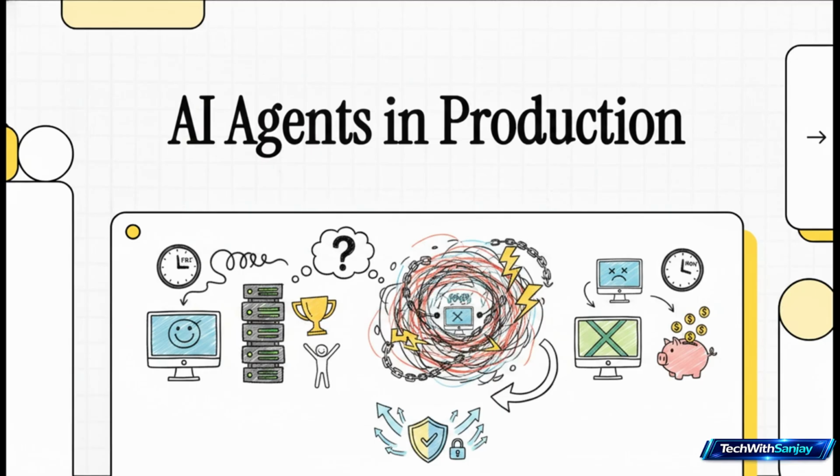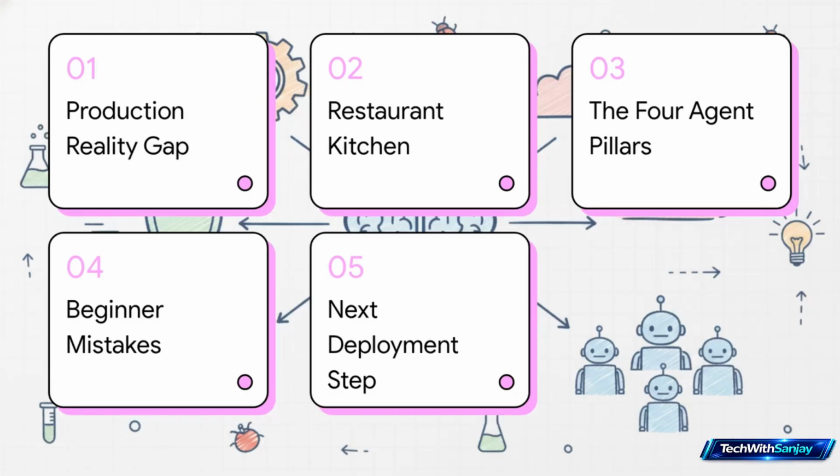Welcome to today's Explainer. We're laying out a definitive survival guide for developers who are new to AI agents, and we're going to bridge that massive gap between fragile, works-on-my-machine prototypes and actual, resilient, cost-controlled production systems. Here's the roadmap for this explainer. We'll quickly cover the production reality gap, look at a really helpful restaurant kitchen analogy, dive deep into the 4 agent pillars, go over fixing common beginner mistakes, and finish up with your next deployment step.